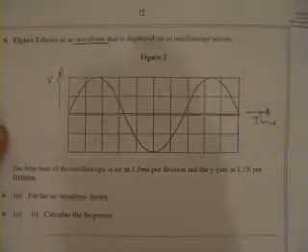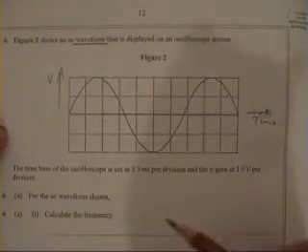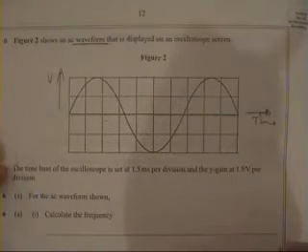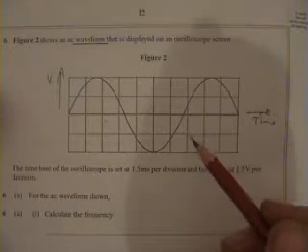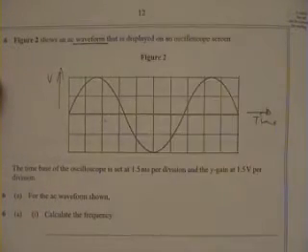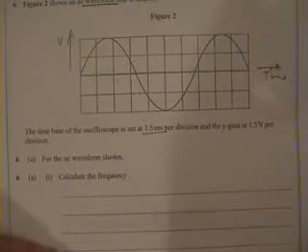Some people got confused because they were treating it as if it had a wavelength, and some even tried to use the speed of light as the speed of that wave. It's nothing to do with that at all. So the first thing we've got to do is calculate the frequency. Let's look at the information that's given.